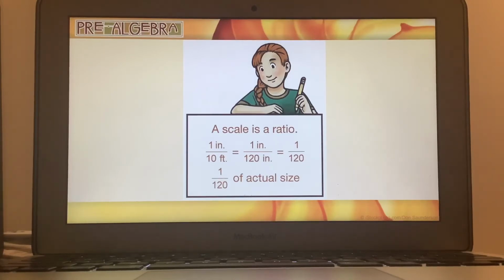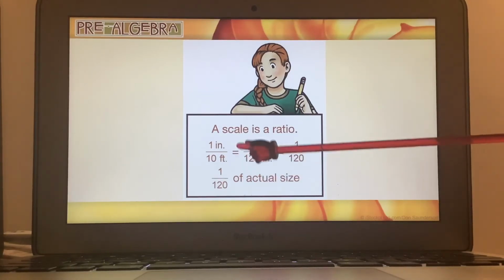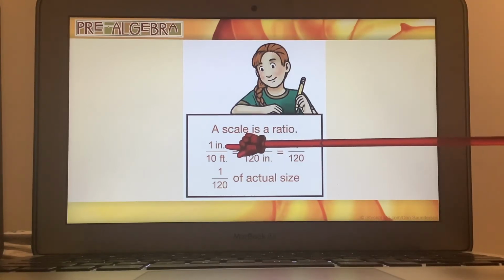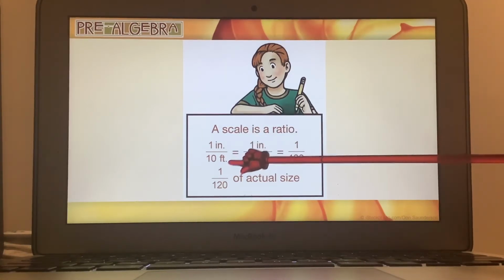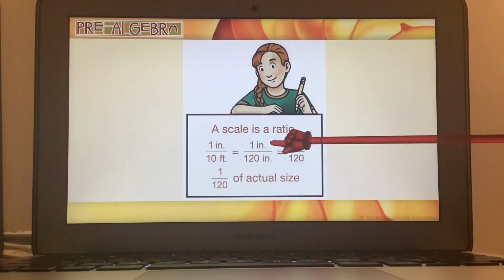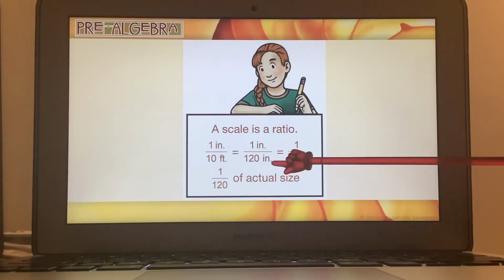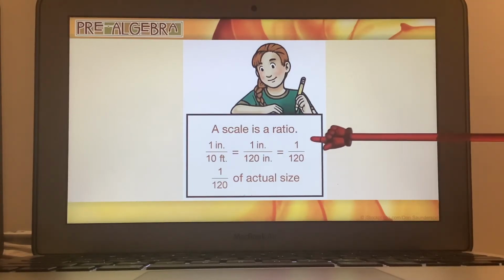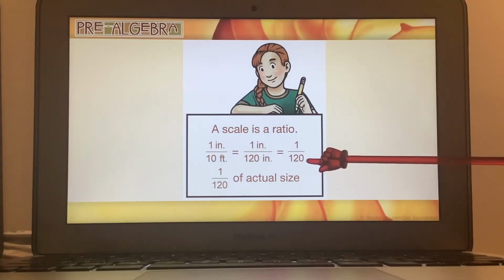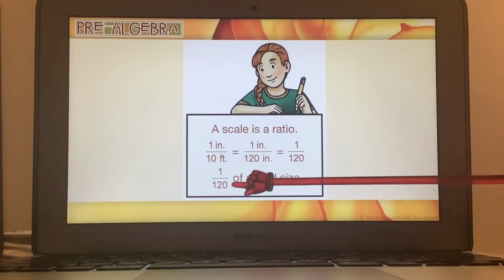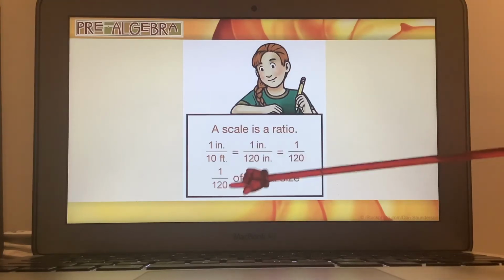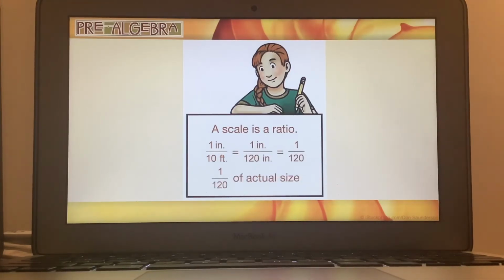Ratios are these fractions, right? Where two numbers are compared. So a scale is a ratio. 1 inch to 10 feet is the same as 1 inch to 120 inches, which is equal to 1 over 120, 1 over 120 of the actual size. So this would be your scale, or the ratio of the actual size.